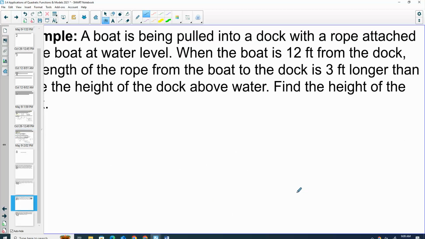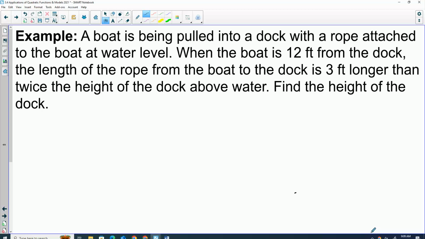I want you guys to see if you can draw a picture and label everything to start this problem. Let's make sure the first part of the picture is right, and then I'm going to have you try to label the sides. We have a boat.